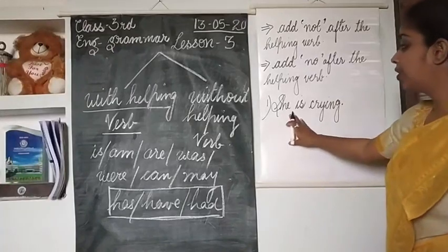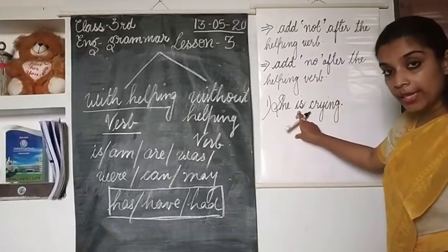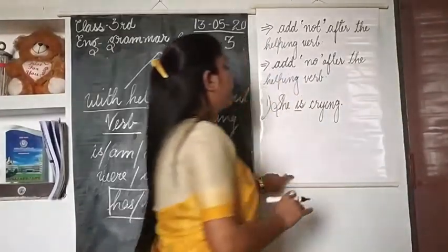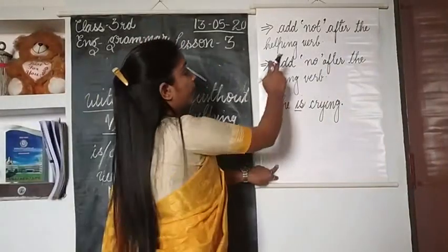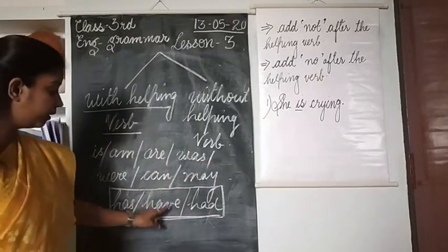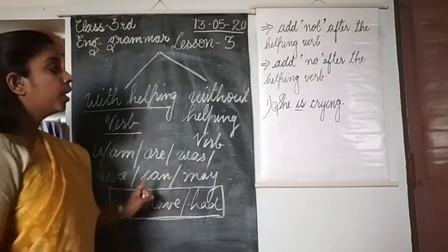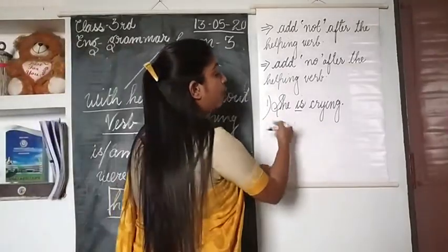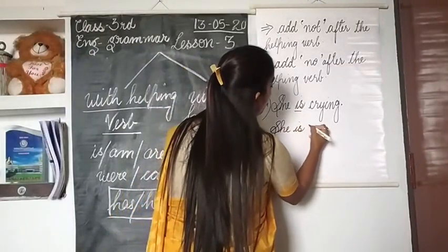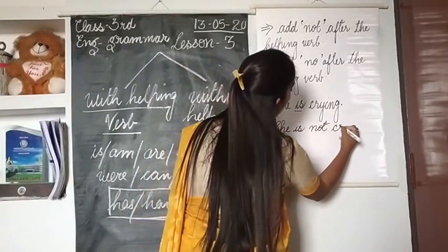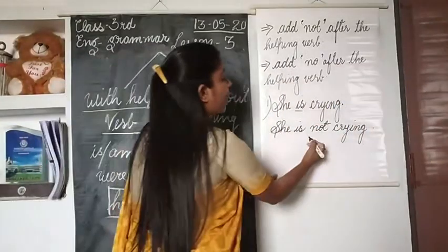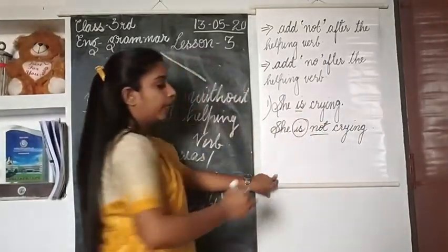Now here in this sentence, children, you can see that is is present. Is is a helping verb. Now, how will you make it a negative sentence? You all have studied is, am, are, was, were, can, could, may, would, might, excluding these 3 helping verbs. You can change it into a negative sentence simply by adding not after the helping verb. So, you can write, she is not crying. Simply you have added not after this helping verb is.